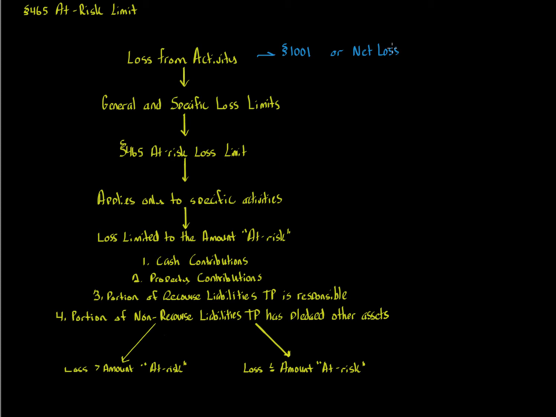So once you've established that there is a loss, the next element to consider is, are we limited with respect to the loss under the general and specific loss limitations with respect to deductions? The general and specific loss limits deal with the deductibility of losses. So once you go through those hurdles, you have a loss, you've gone through the general and specific loss limits, and the loss has not been limited, meaning it's still there. It's still possible that it will be deducted on the tax return. The next stop is the Section 465 at-risk loss limits. So this is really what we're focusing on in this video.